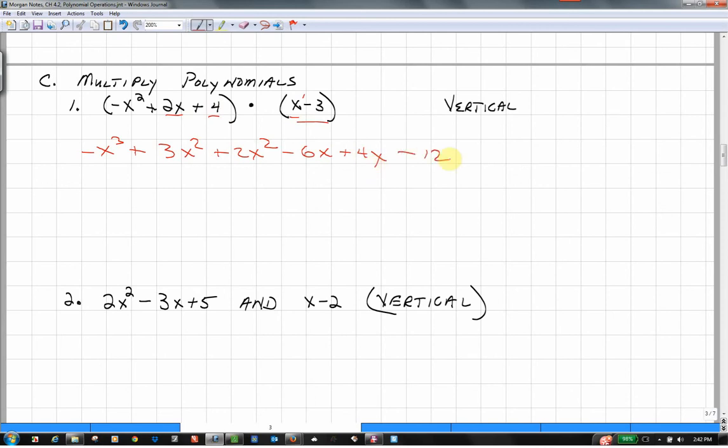We'll combine like terms, so I have an x cubed here, and there's only one of those. Now I have a 3x squared and a 2x squared.